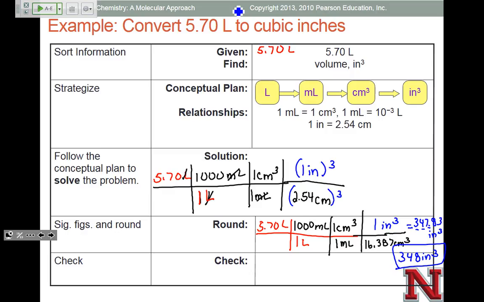Again, following your units can really help here. And the biggest mistake, again, that I see when we're doing this, where our units or our relationships have to be taken to an exponent, is not doing that to the coefficient. So you can't just leave 2.54. You have to cube the entire relationship, or square it, or whatever you're doing.